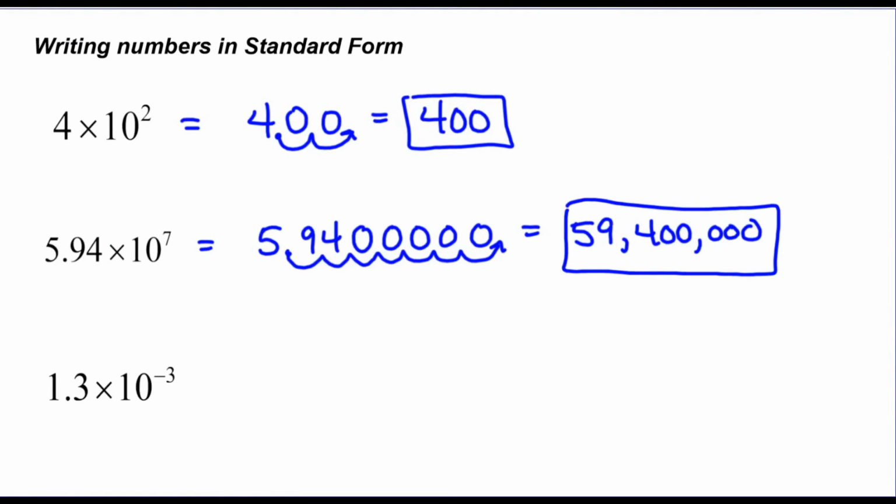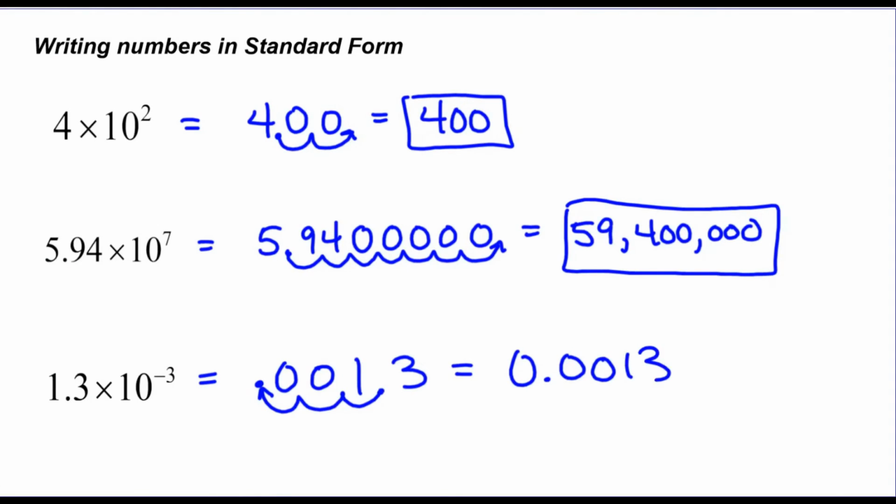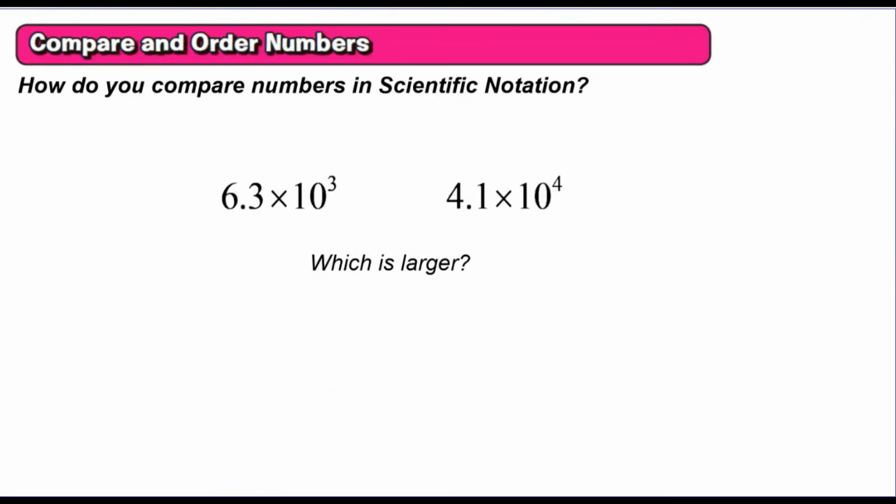And then the next one, 1.3 times 10 to the negative third power. Since that's a negative exponent, I know this number is going to be less than 1. So I'm actually going to be moving my decimal to the left 1, 2, 3 places. Fill in those zeros. So this is actually 13/10,000ths, or 0.0013. Again, a much smaller number than 1. So that's how we can go both ways, writing standard form or writing in scientific notation.